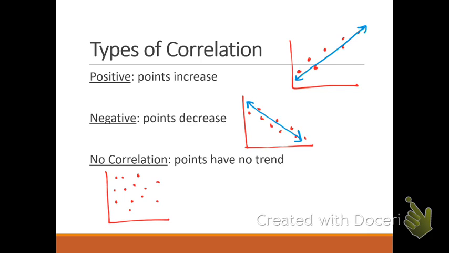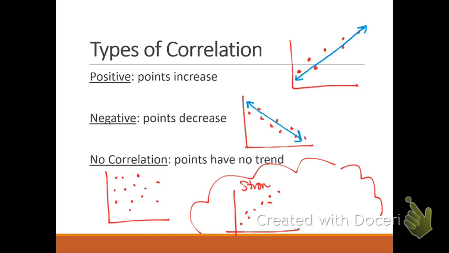One other description we sometimes use for correlation is strong versus weak. So you might have points that are really close to being a straight line, although they're not exactly a straight line, and we would call that a strong correlation. Whereas if the data points were more spread out, but they still had that trend, we would call that a weak correlation.